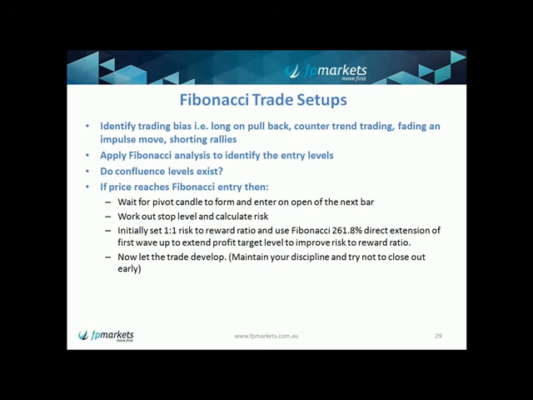Obviously, before we do that, we want to check if there's confluence levels in there that exist, and if it does, then great. Then we can start to consider risk-to-reward ratios greater than 1-to-1. If price reaches the Fibonacci entry, then we run through these steps here. So wait for the pivot candle to form, work out the stop loss level, calculate the risk, set 1-to-1 risk-to-reward ratio initially, and then when we see that first wave up, pullback, it gets respected, we apply a 261.8 direct expansion to improve the profit target. And then now we just let the trade develop.